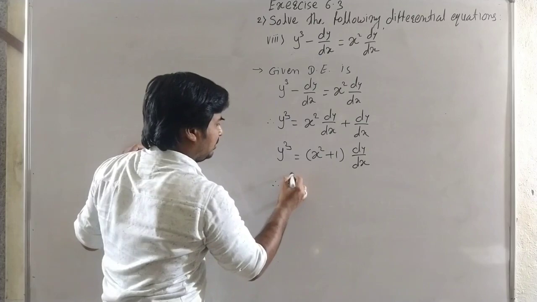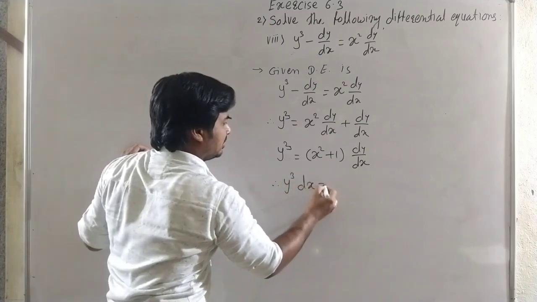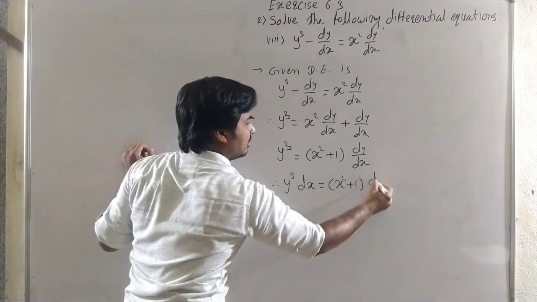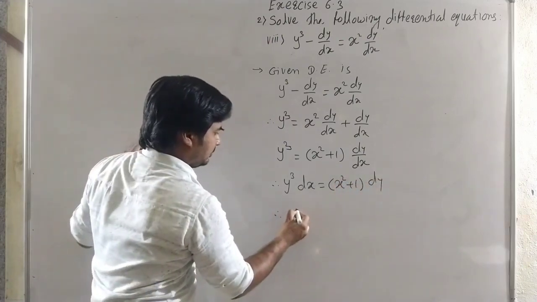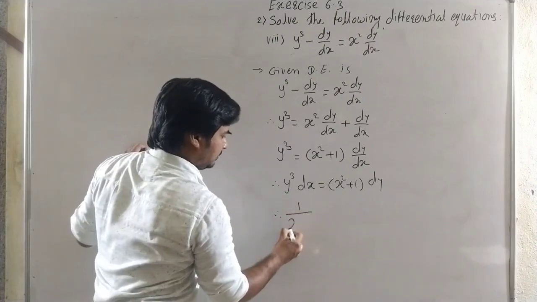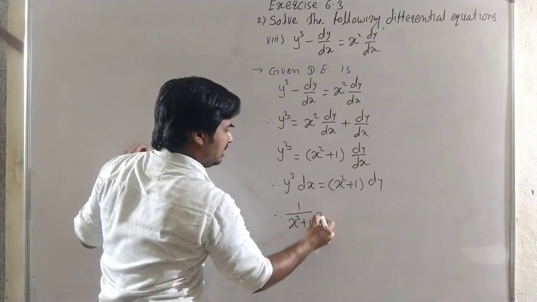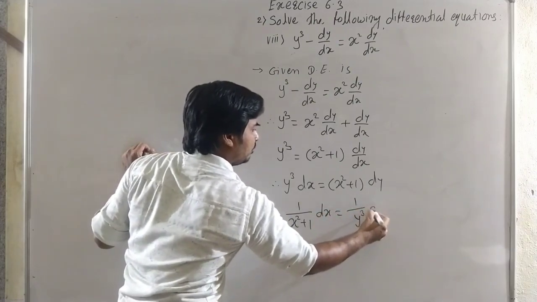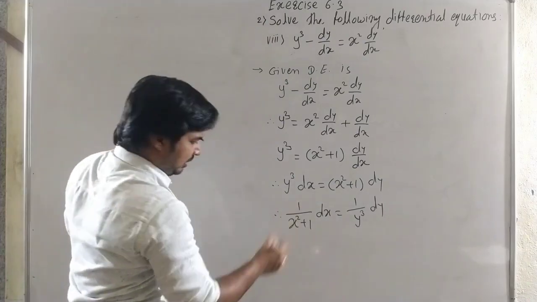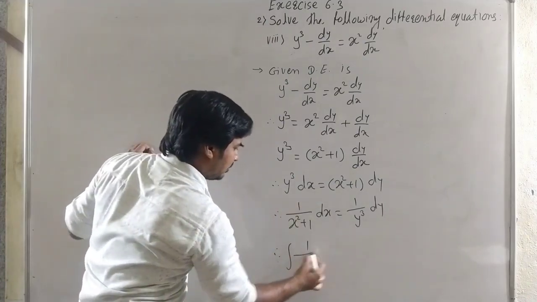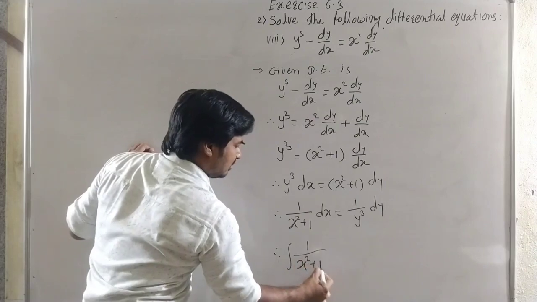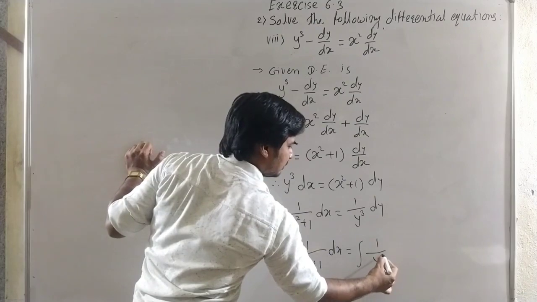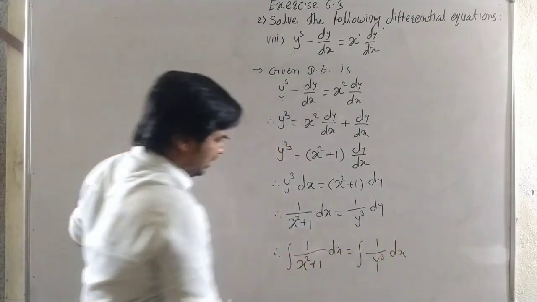Therefore, y cube dx is equal to x square plus 1 dy, and then 1 upon x square plus 1 dx is equal to 1 upon y cube dy. Now separate the variables. Taking the integral, 1 upon x square plus 1 dx is equal to the integral of 1 upon y cube dy, taking integral on both sides.